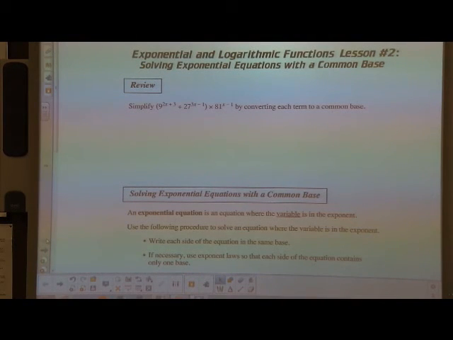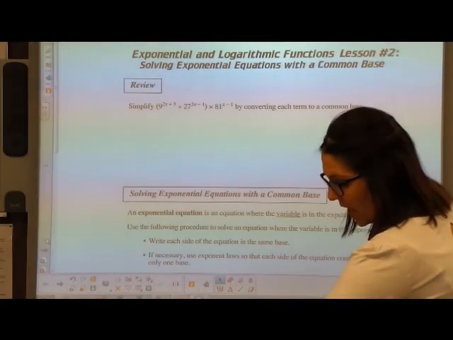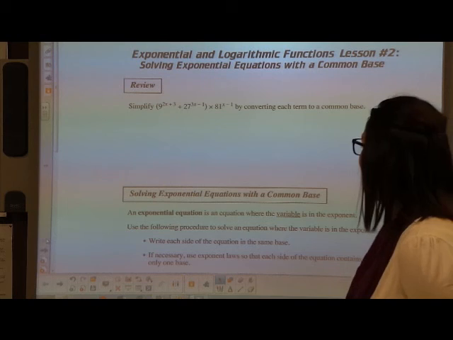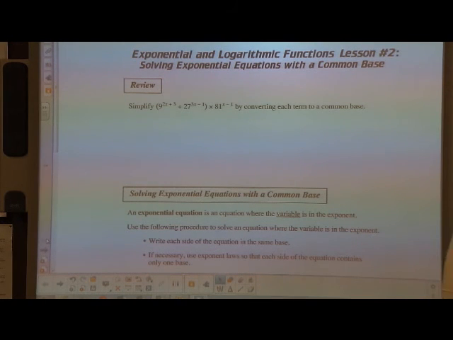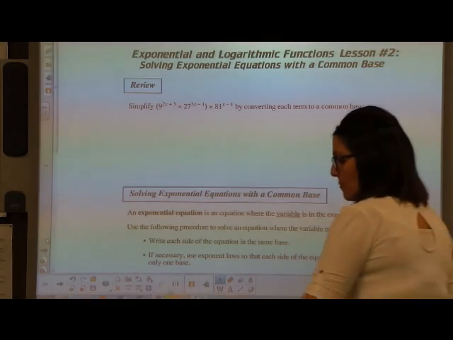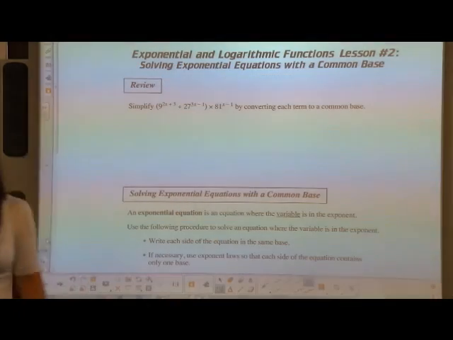Let's look at how we can solve exponential equations. The first strategy we look at is using a common base. If we look at the following expression, I have 9 to the power of 2x plus 3 divided by 27 to the power of 3x minus 1 times 81 to the power of x minus 1. We can simplify this expression by changing everything into a common base. What common base do you think we should look at?